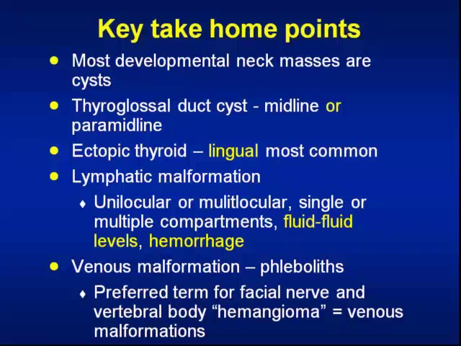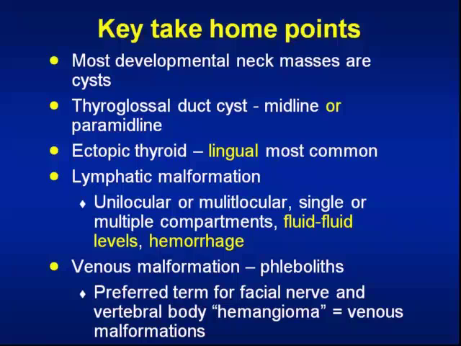Lymphatic malformations, what do they want to know? How big are the cysts? Where are they? Is it unilocular, multilocular? And if it has a fluid level in it, it's probably going to be a lymphatic malformation. Try to get that hemangioma word out of your vocabulary, except for the infantile hemangiomas who present in the typical fashion, or occasionally the congenital hemangiomas, but we won't go there. Use venous malformation in your reports for the geniculate ganglion and the vertebral body lesions.